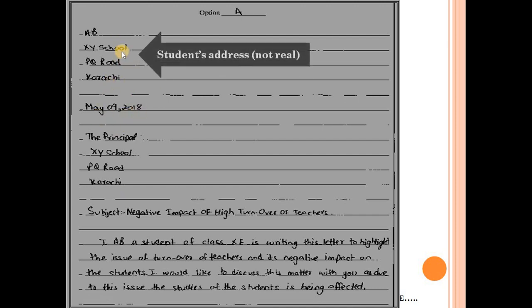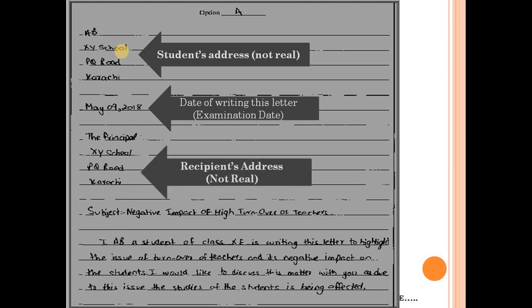The first address is the student's address. That address is not a real address. Remember one thing, a student is not supposed to reveal his or her real address or real name. Then we've got the date of writing this letter; you can write the examination date. Then the second address is the recipient's address, the person who is going to receive your letter. That is also not a real address.